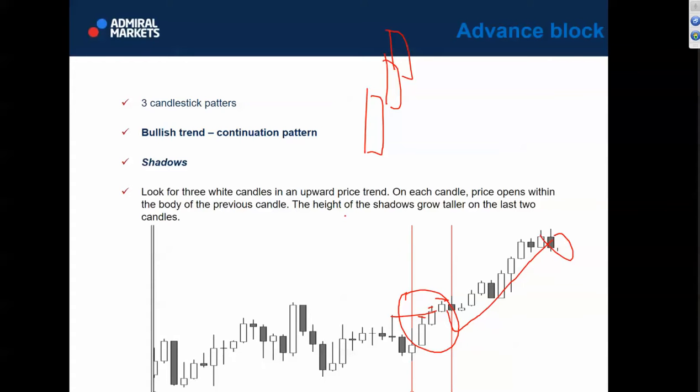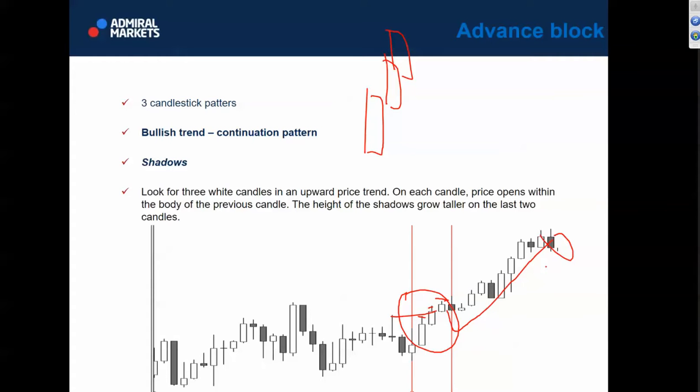So it's good to know that this pattern can be used for continuation signals. And if you want to trade, of course, in the candlestick direction, you drop down to a lower time frame. For example, you spot this on the 4-hour time frame, you might drop to the 15 minute time frame and go long on a signal that is signaled on the 15 minute time frame, because this pattern is a cue.